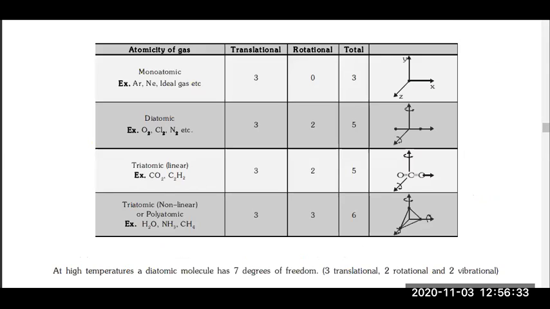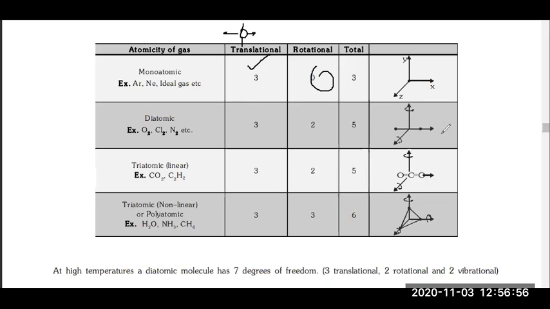So this is the table that I was talking about. Now, if you talk about monoatomic, one atom, it can only move in the x-axis, y-axis, z-axis. So it will have only 3 translational degrees of freedom. It won't have rotational or vibrational. We won't talk about vibration because it will only be at very high temperature.